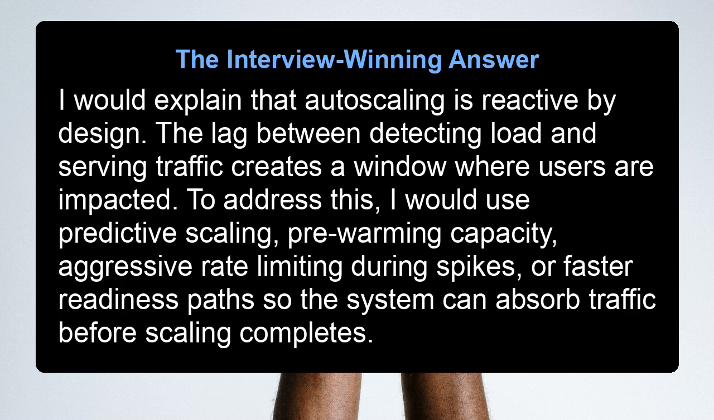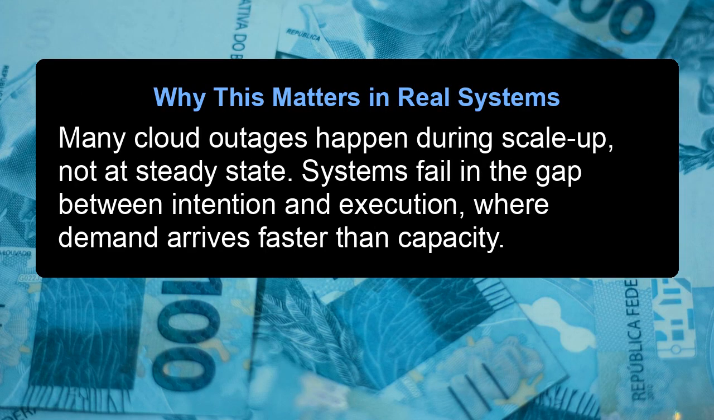The interview-winning answer. I would explain that auto-scaling is reactive by design. The lag between detecting load and serving traffic creates a window where users are impacted. To address this, I would use predictive scaling, pre-warming capacity, aggressive rate limiting during spikes, or faster readiness paths so the system can absorb traffic before scaling completes. Why this matters in real systems. Many cloud outages happen during scale-up, not at steady state. Systems fail in the gap between intention and execution, where demand arrives faster than capacity.